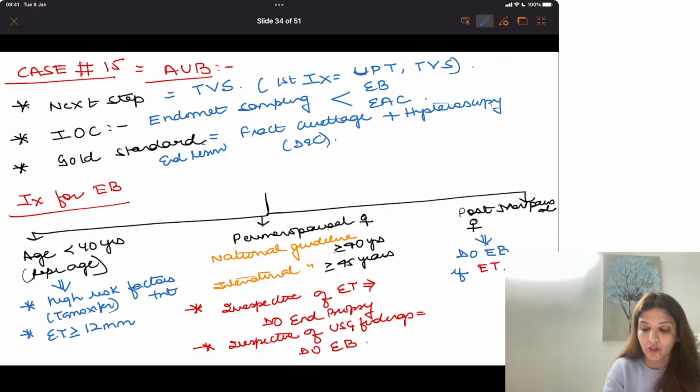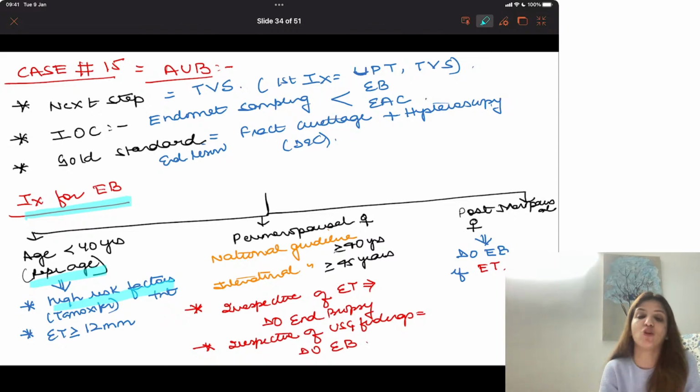Now, a very important question is, what are the indications for endometrial biopsy? If your question is talking about a reproductive age female, I am going to do a urine pregnancy test and a TVS. But am I going to do an endometrial biopsy? I am going to do it only if high risk factors for endometrial cancer are present.